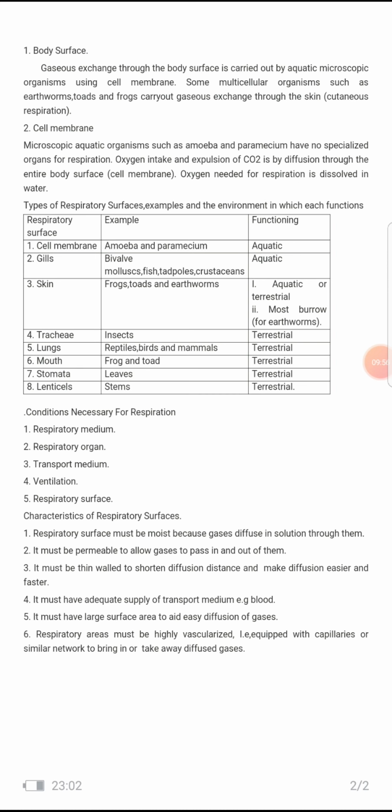5. It must have a large surface area to aid easy diffusion of gases. 6. Respiratory areas must be highly vascularized, that is equipped with capillaries or a similar network to bring in or take away diffused gases.